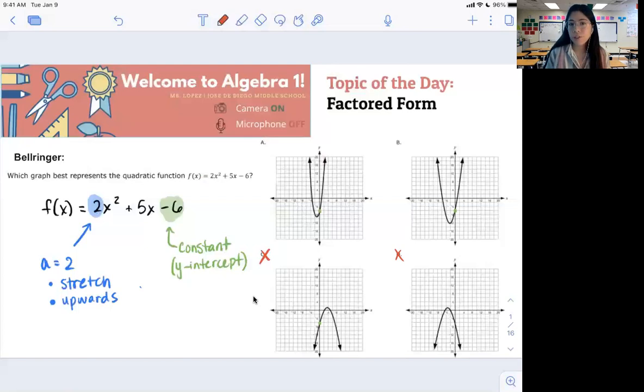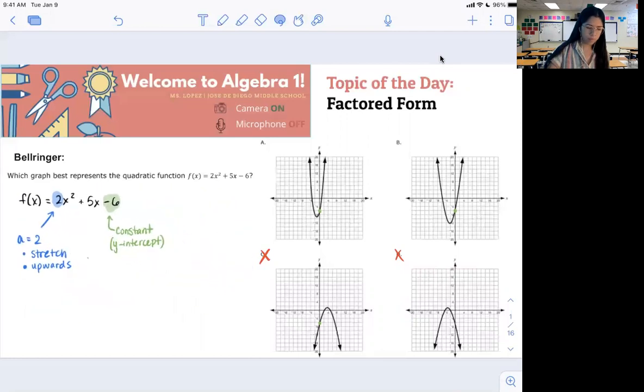We know that it's a stretch. So which one is a little bit more stretched? A. B looks a little more neutral, A looks a little more stretched. But if you wanted to be absolutely sure, what other piece of information would you have to look for? The vertex. And how do we find the vertex when you're in standard form? We have to do h equals -b divided by 2a. Good. So we use our vertex formula.